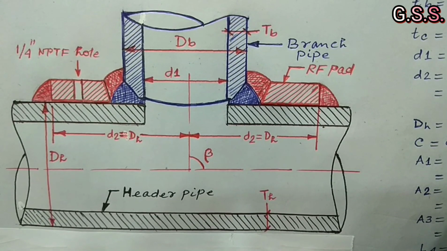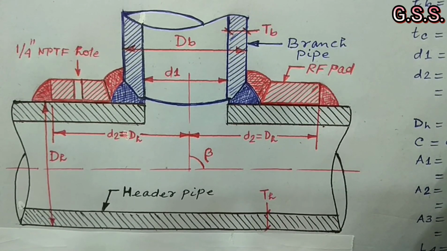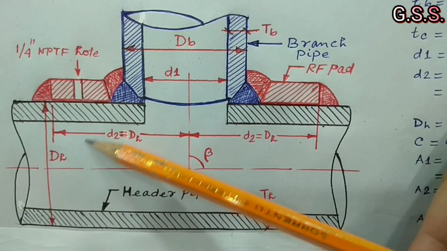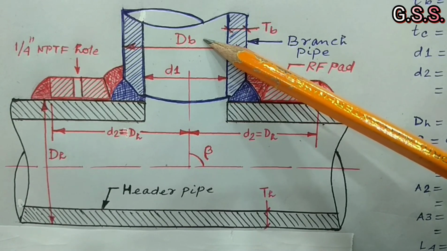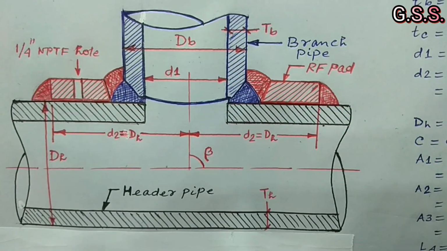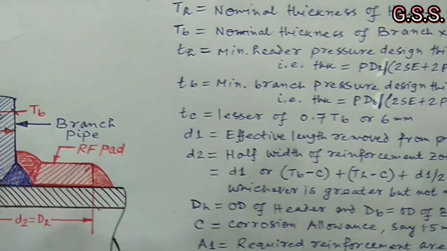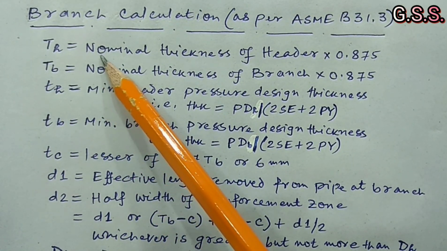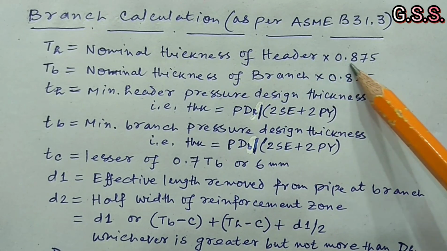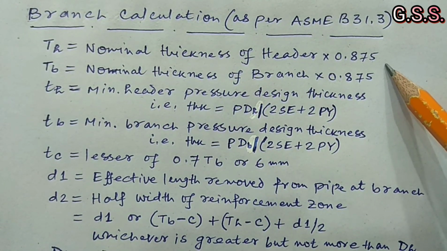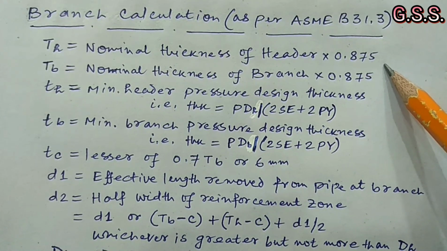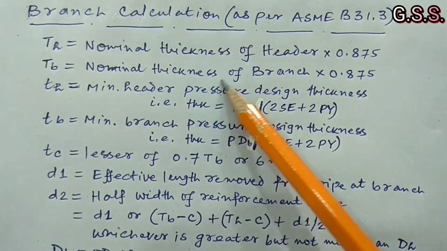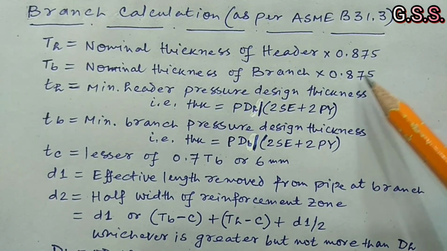Now coming to branch calculation as per ASME B31.3, capital DH is the OD of header pipe, capital DB is the OD of branch pipe. Capital TH is nominal thickness of header into 0.875, considering minus 12.5% negative manufacturing tolerance. Capital TB is nominal thickness of branch into 0.875.